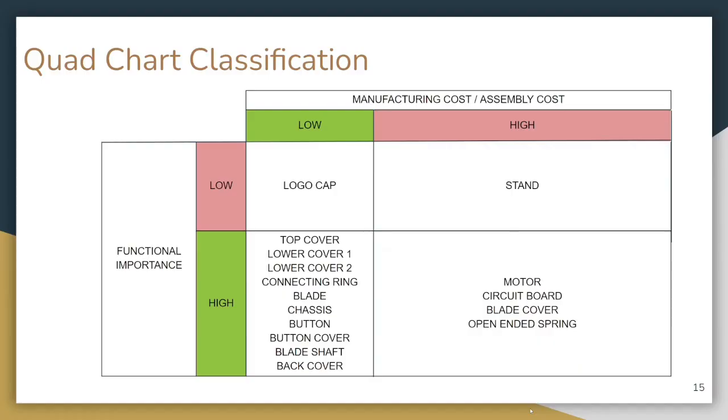This is our quad chart classification. The highlights here are the open-ended spring, stand, and logo cap. The logo cap could be integrated into the top cover as it is primarily an accent piece for branding purposes. The stand is optional as it is a quality of life feature and is not essential to the product. And the open-ended spring could be made a closed-ended spring to decrease assembly times.